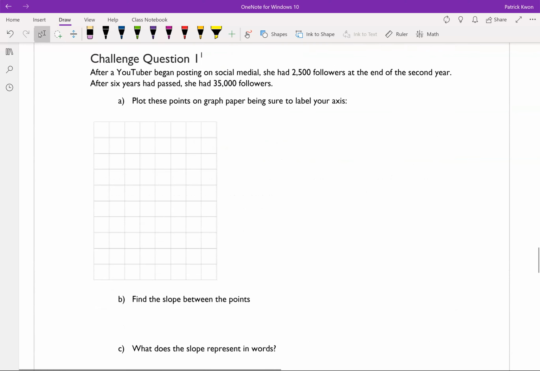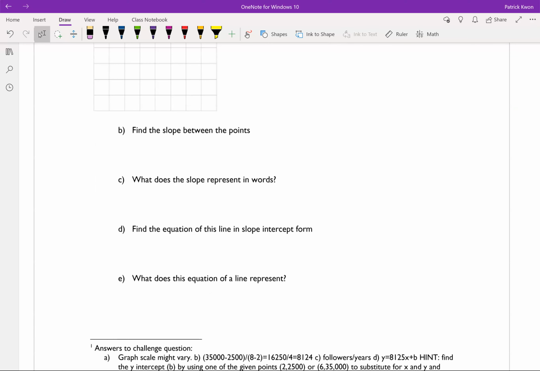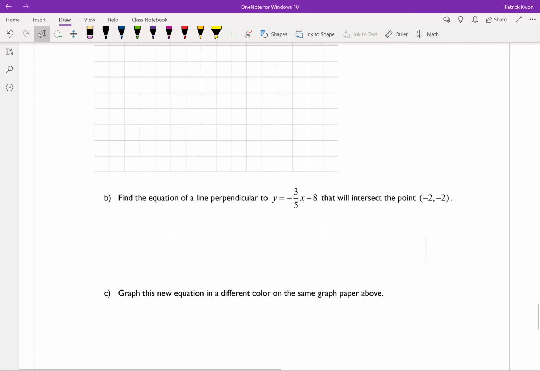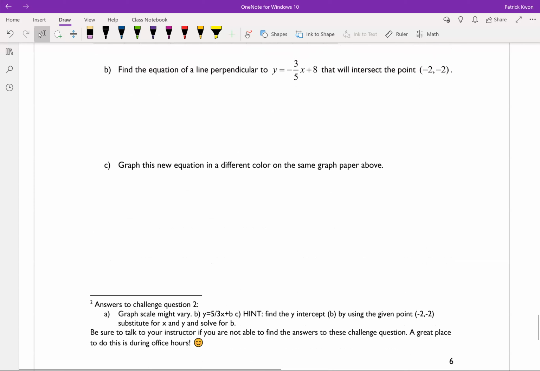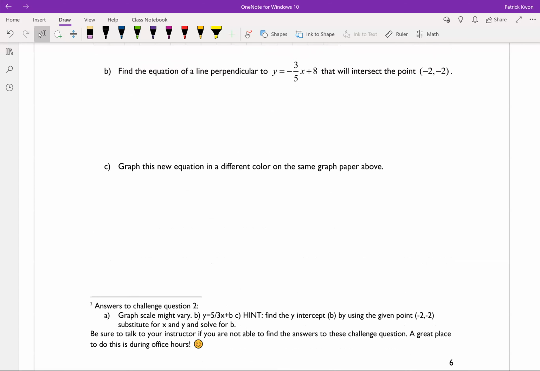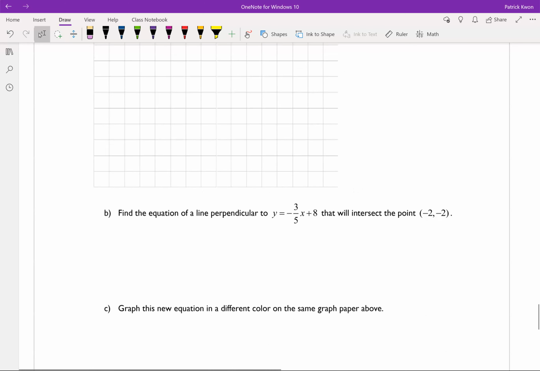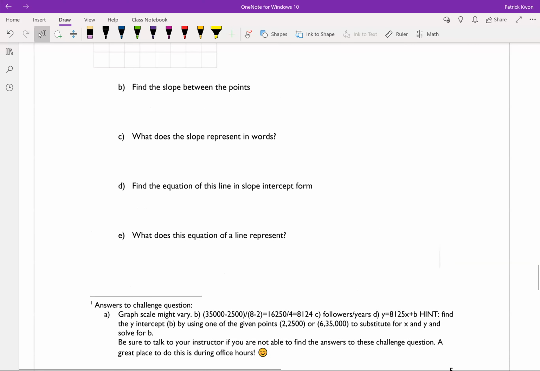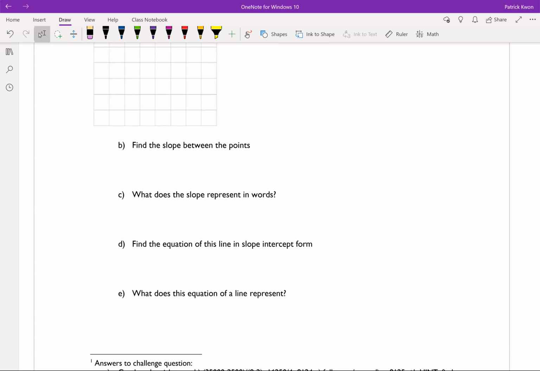So down below, we have these two challenge questions. I'm going to let you all think about these on your own time, and hopefully you can fill these in and get the answers. Notice that the answer is at the bottom. And if you have trouble coming up with the correct answer, go ahead and talk to your instructor, and you can visit them in office hours or maybe ask them in class. All right.